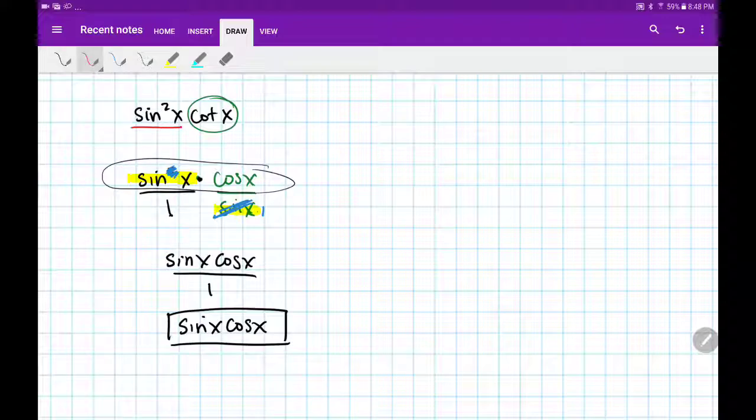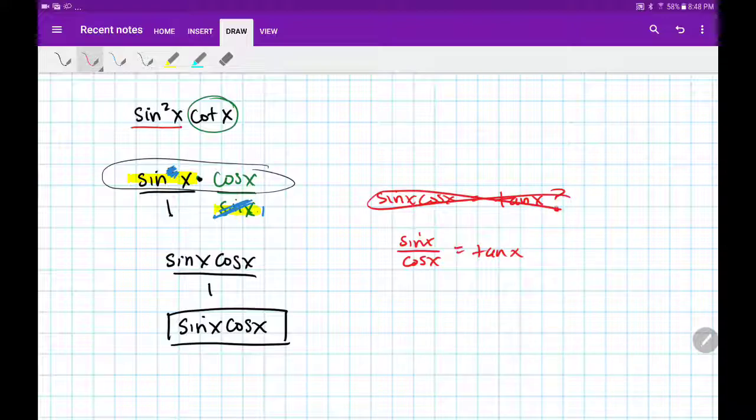Now, there might be some people out there who are like, oh, sine x cosine x. Isn't that tangent? No, slow down. It's only equal to tangent when it's division, sine x over cosine x. That's tangent. Okay. So this is actually our most simplified version. We cannot do any more.